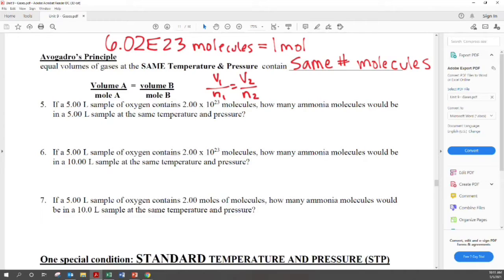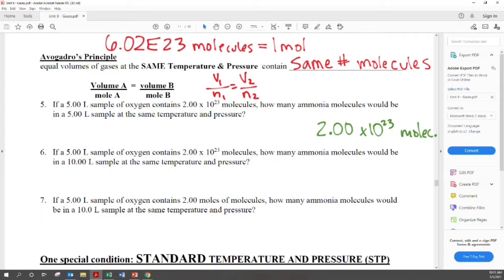So in this first problem here, you see that we have a 5-liter sample of oxygen with 2 times 10 to the 23rd molecules in it. If I have a 5-liter sample of ammonia at the same temperature and pressure, as long as they're at the same temperature and pressure, if I have the same volume of gas, that means we're going to have the same number of molecules. So I don't even really need to use a calculator here. I know my answer is going to be 2 times 10 to the 23rd molecules.